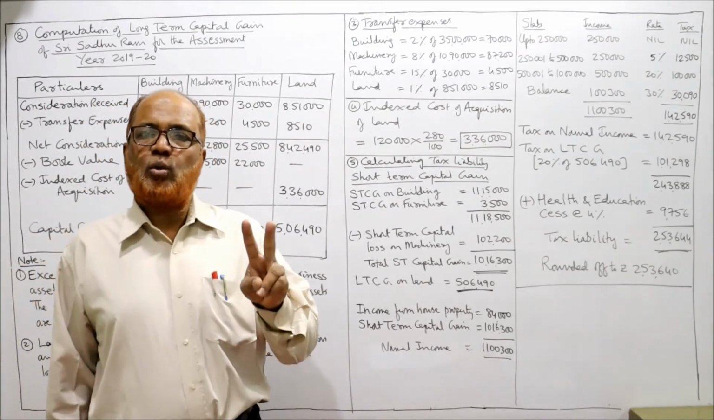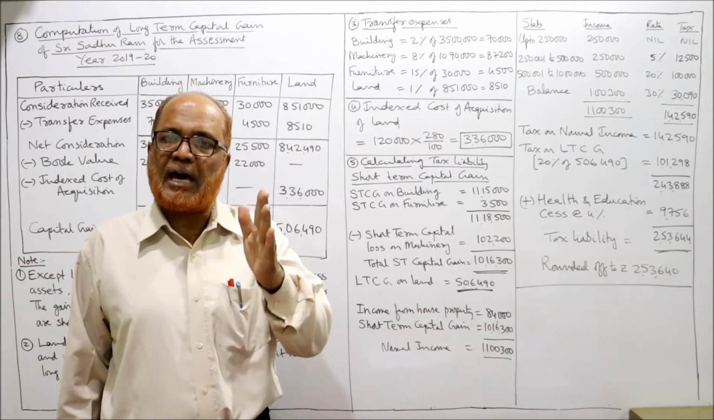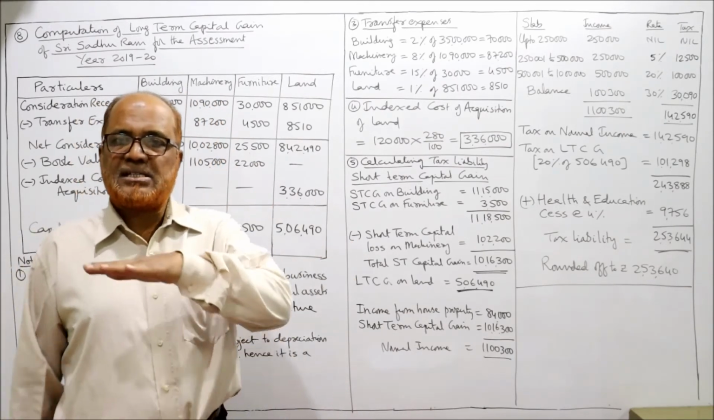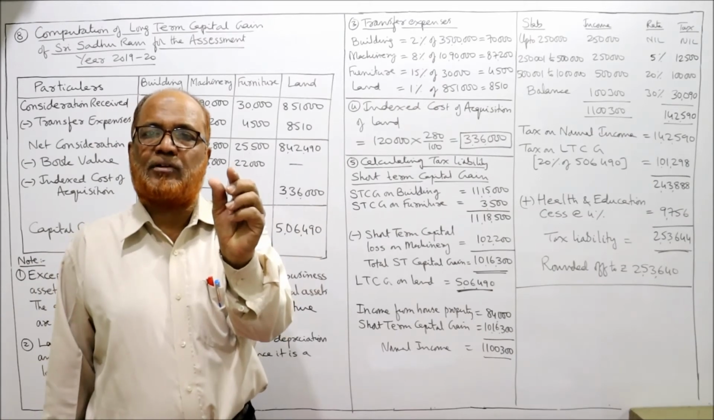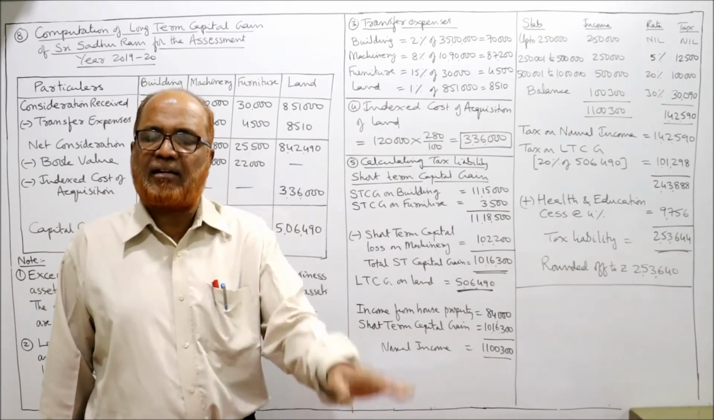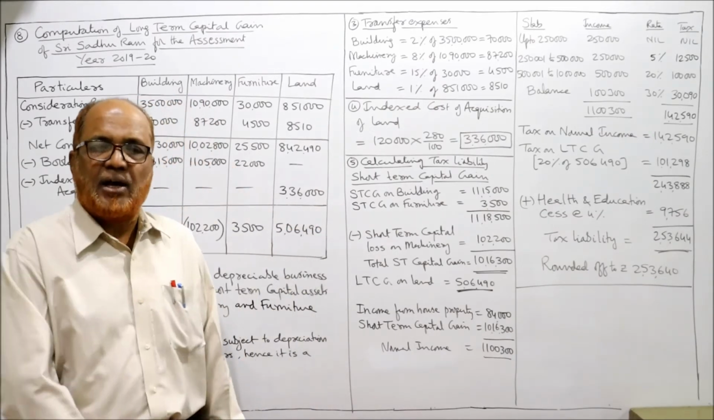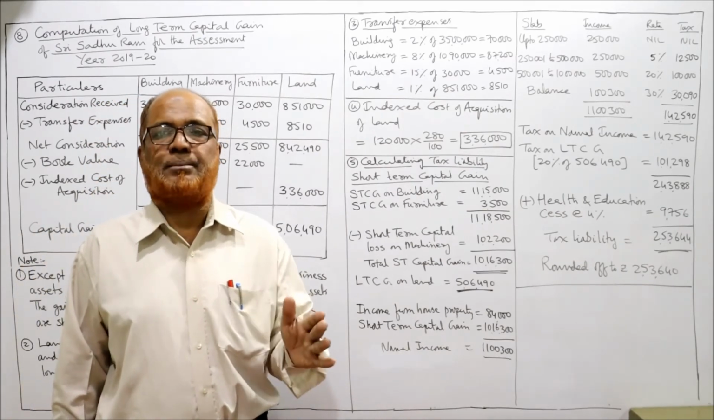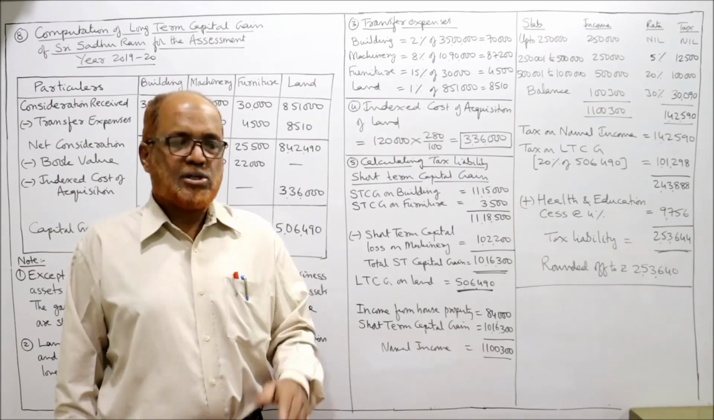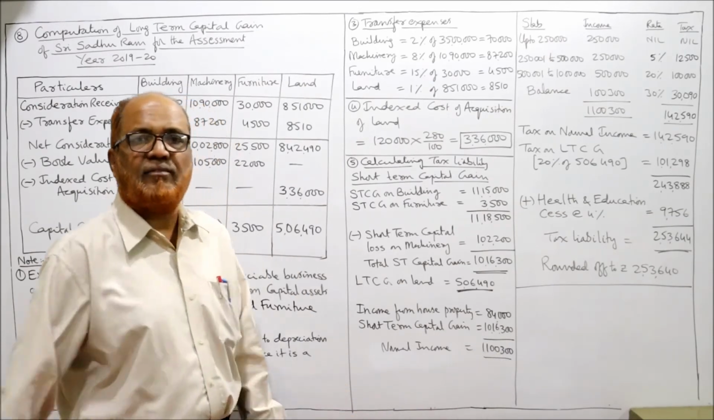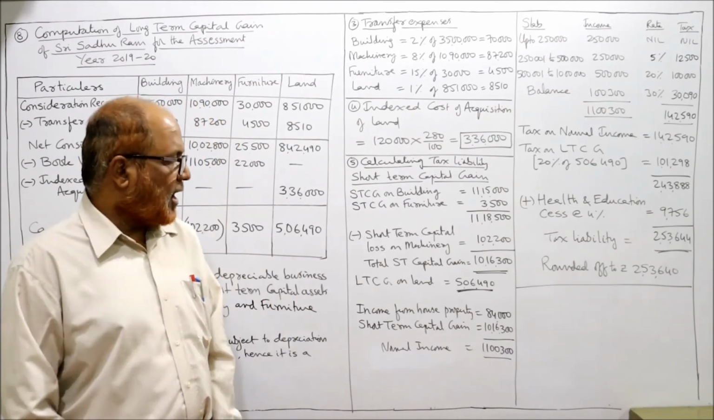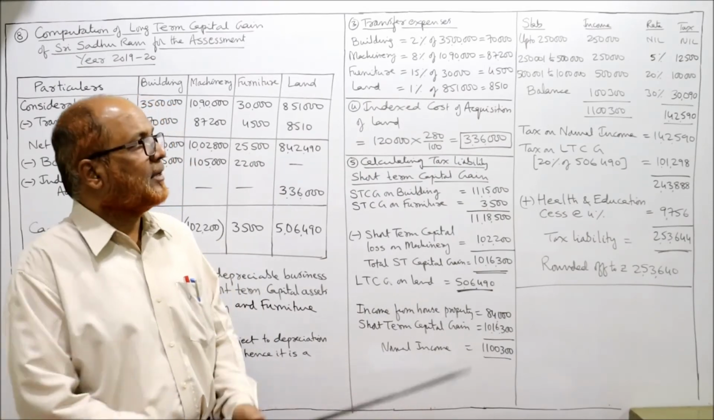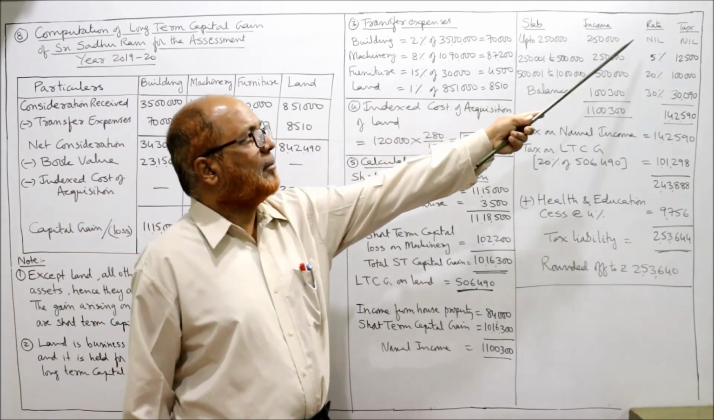See here, there are two types of tax, slab system and flat system. On long-term capital gain, there is a flat rate of 20%. 20% is the flat rate of tax on LTCG. Whereas on this normal income, there is a slab system. So on this 11,300,000, we apply the slab system, and on this long-term capital gain, we apply the flat system.